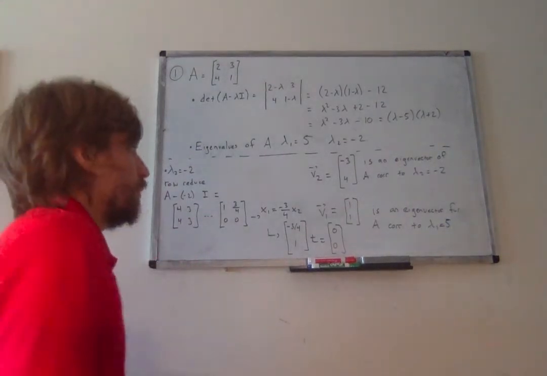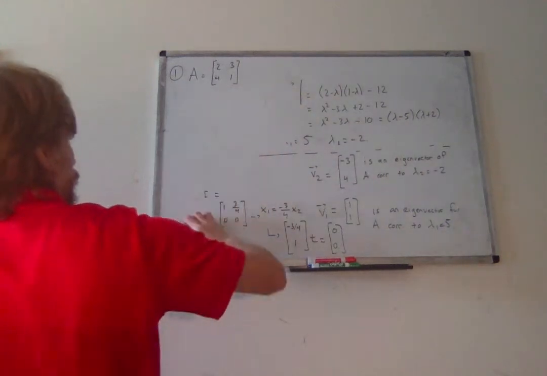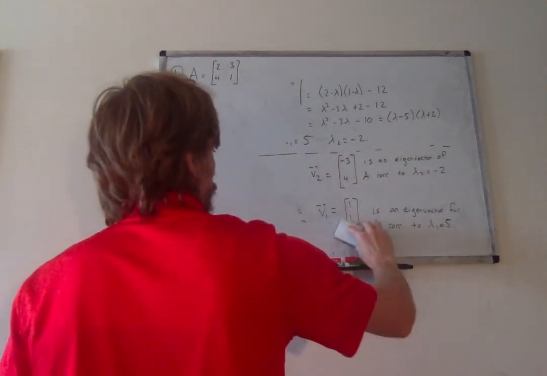All right, so we found now 2 linearly independent eigenvectors and their eigenvalues. And so we're almost done.